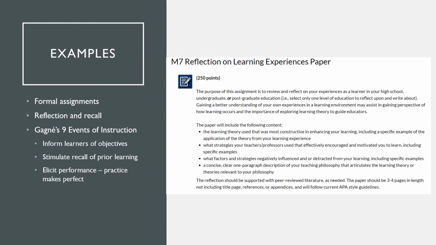Finally, formal assignments are used to test learning, reflection, and recall. The assignments are clearly laid out with instructions and objectives stated in the beginning, giving the learner clear expectations. In this particular assignment, reflection is needed, allowing the learner to recall their prior learning and apply it to this assignment. Formal assignments also allow learners to practice what they are learning in the classroom, thus cementing the learning. These are all parts of Gagne's 9 events of instruction applied to this example of an assignment.